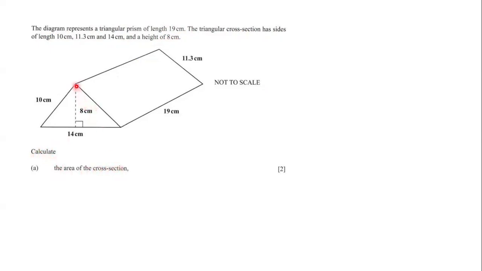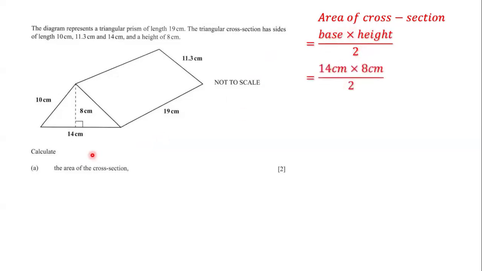Now, the cross-section is this triangle, and so we have to figure out the area of the triangle. The area of the cross-section is equal to the area of the triangle, and the formula for the area of a triangle is base times height divided by 2. Here, the base is 14 centimeters, and the height is 8 centimeters. So we have 14 centimeters multiplied by 8 centimeters, and we divide that by 2.